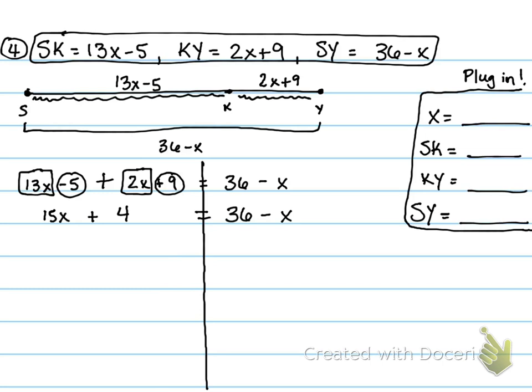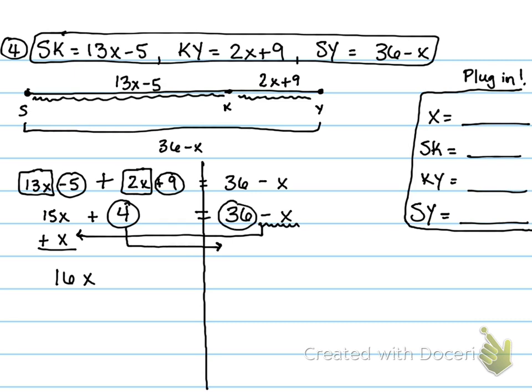Now to get like terms, I'm going to take the smallest x, put it with the biggest x. So negative x, I need to move that over the equal sign, and it changes from a negative to a positive. 15x plus x is 16x. I'm going to take my 4. It is like terms with 36. I'm going to move it over. It was plus 4, so now it needs to become minus 4. And that gives me 32. Divided by 16, I get that x is equal to 2.